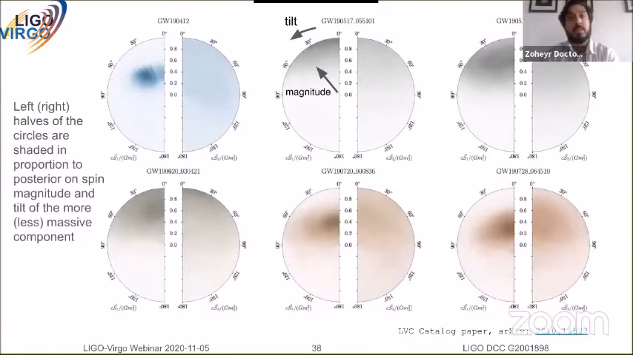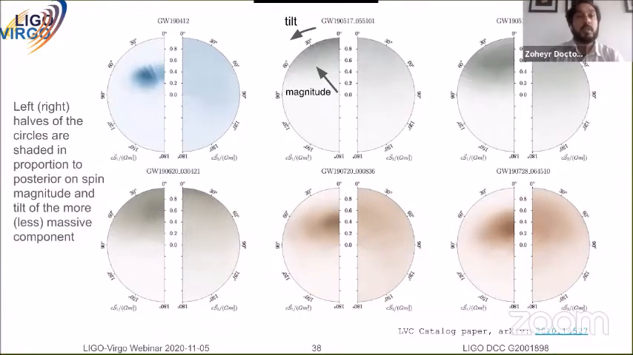Okay, just to dig into the spins a little bit more, we can actually look more closely at exactly what these spin vectors look like on the two merging objects. So each of these plots here shows the spins of the two colliding objects. The left-hand side of each circle is the spin magnitude and tilt of the primary mass, and the right-hand side is the magnitude and tilt of the spin of the secondary mass.